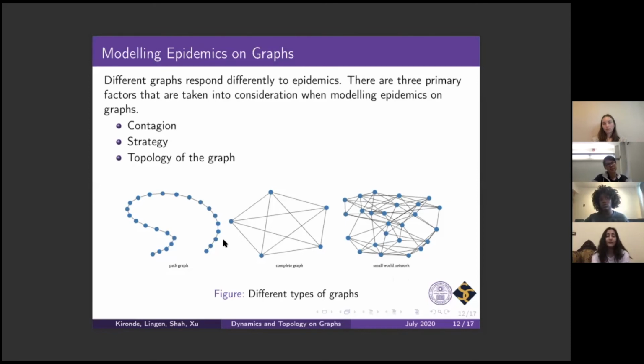For these reasons, we saw that epidemics do not usually form, or when they do form, they spread very slowly in graphs like path graphs. Whereas in a small world network, the transmission of the disease is much faster, mainly because it has a high clustering coefficient and low characteristic path length. The transmission of a disease is the fastest in a complete graph because every node is connected to every other node.